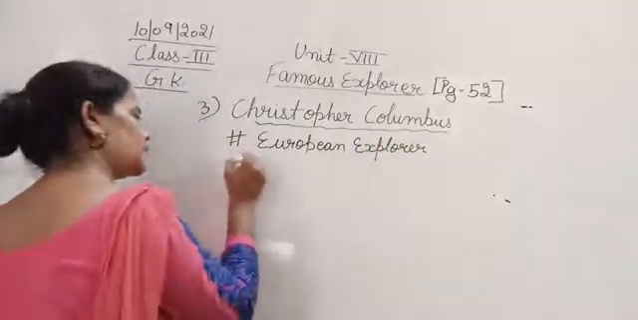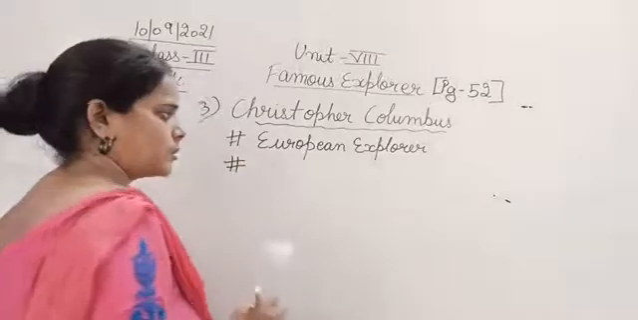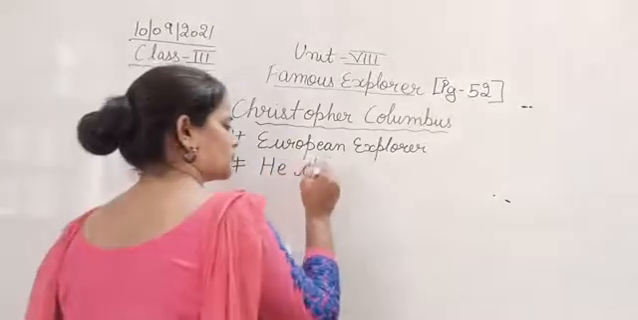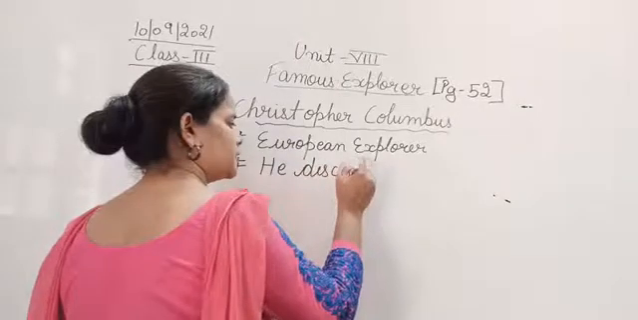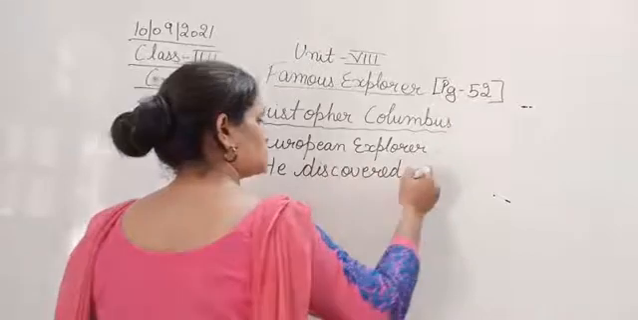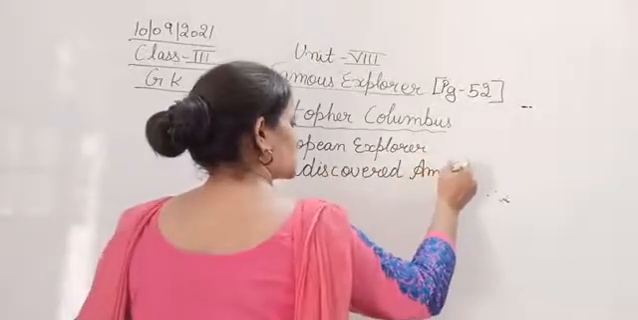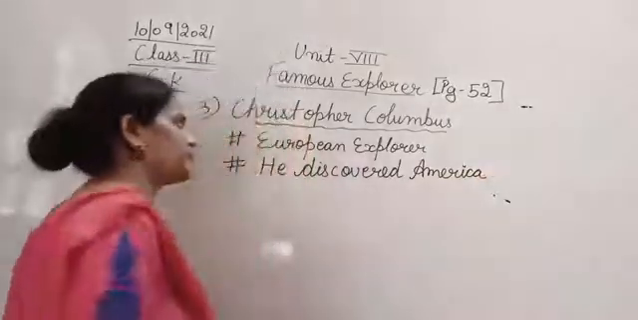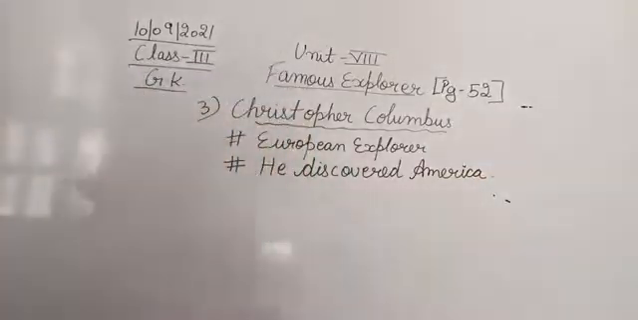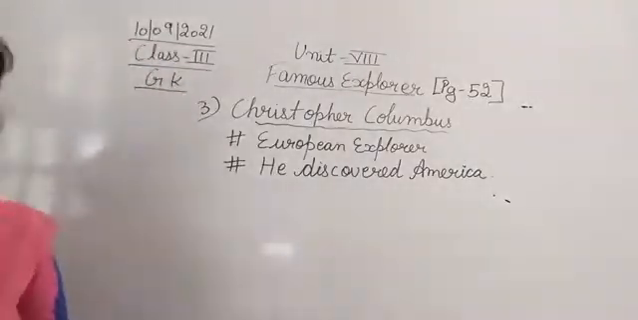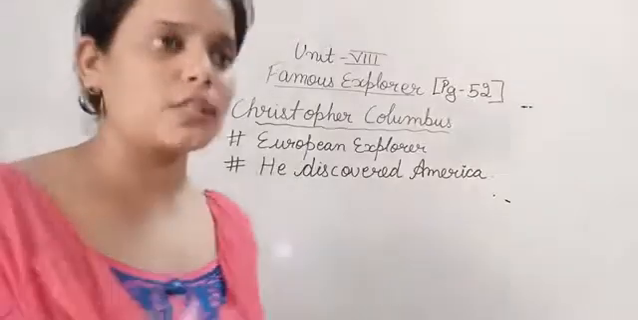Okay. Second thing about Christopher Columbus is he discovered America. So he has discovered America as well. So his name is Christopher Columbus. He was a European. तो वे यूरोप के थे. यूरोप कंट्री से जो बिलोंग करते हैं, जैसे हम इंडिया को बिलोंग करते हैं. So we belong to India.